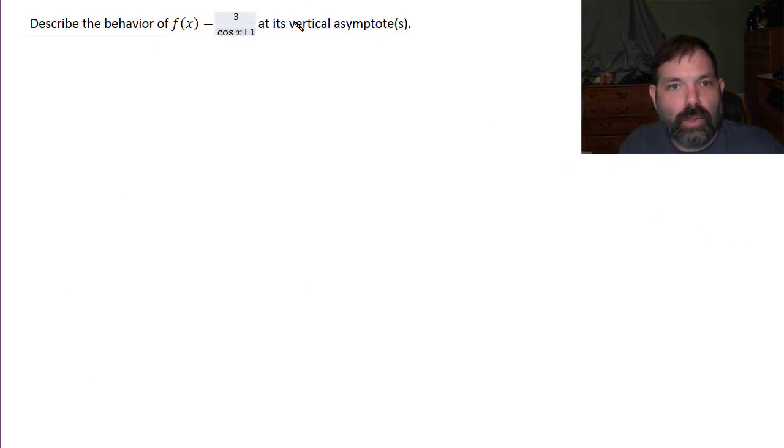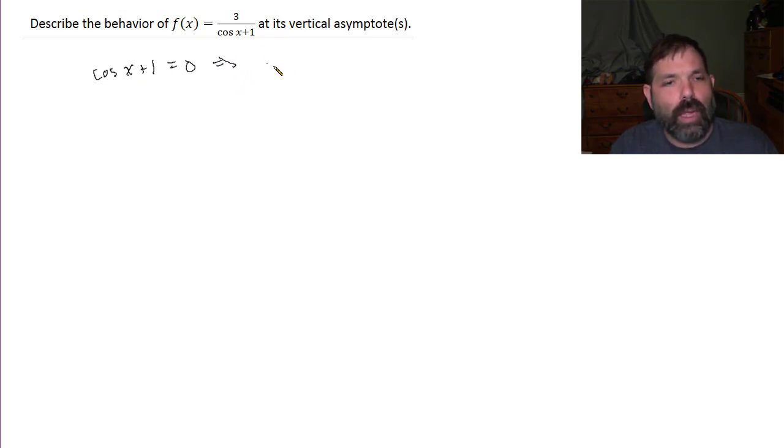Let's take a look at a function that involves some trigonometry. So here we're asked to describe the behavior of the function 3 over cosine x plus 1 at its vertical asymptotes. All right, and again, first we would want to think, well, where are our causes of concern? And so here we would have, where is cosine x plus 1 equal to 0? That's going to cause us some concern. And so that means then that cosine x equals negative 1.